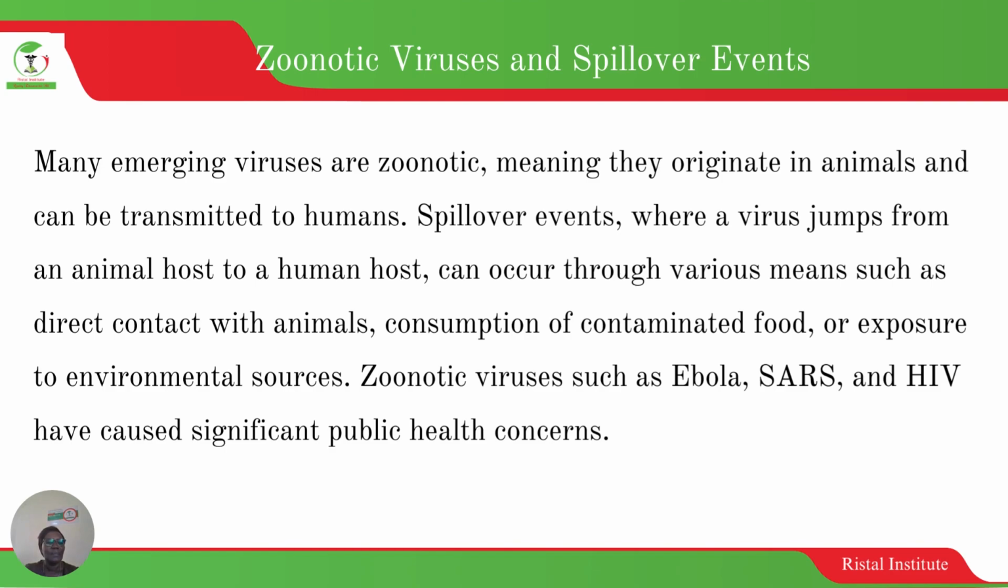various means. For example, when you are in direct contact with these animals, most especially people who are used to hunting wild animals and eating them, for example, monkeys. Consumption of contaminated food, meaning that the animal that has been slaughtered could be having the virus, or exposure to environmental sources. Some of the zoonotic viruses include Ebola, SARS, and HIV, which have caused a significant public health hazard.